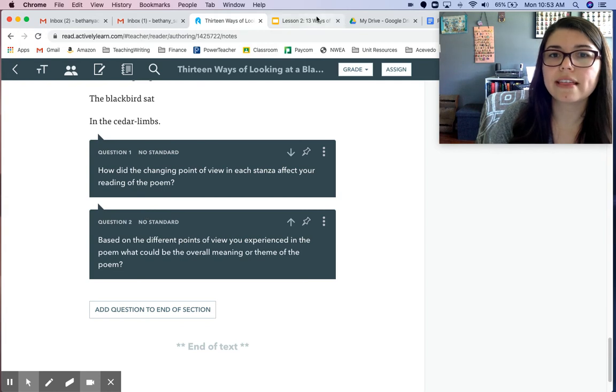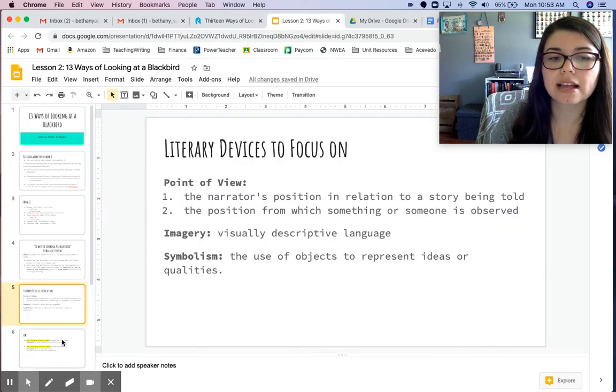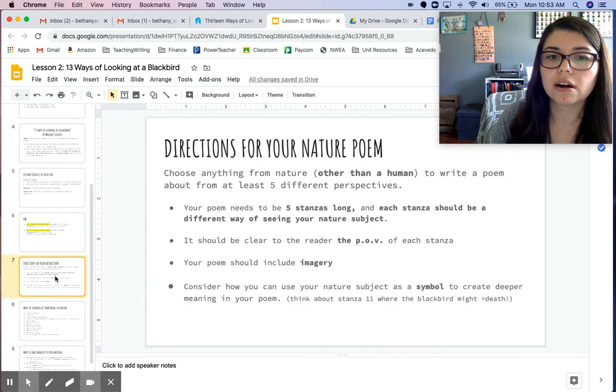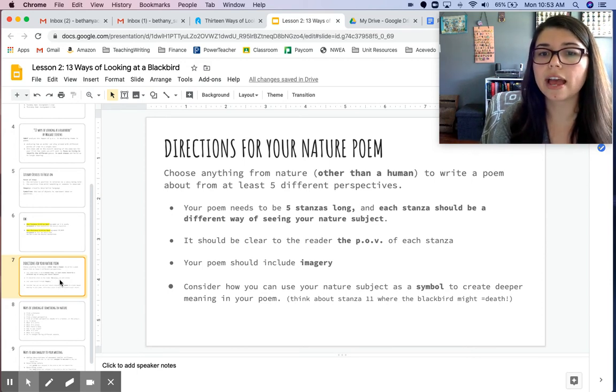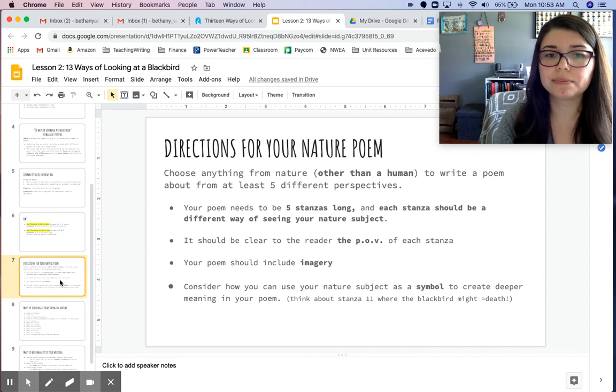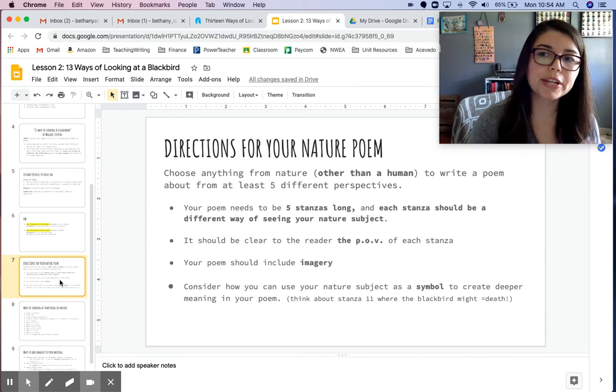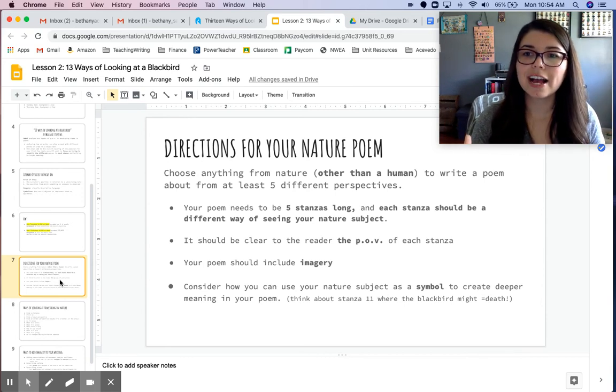Once you're done with that, then if you go back to the slides, you can see the description of your homework for this week. You are going to be writing your own nature poem, so you can pick any subject that you want, as long as it's not a human, so anything from nature. And you're writing your own five different ways of looking at that thing. So five different ways of looking at a tiger or a lizard or your cat or whatever else you think might be an interesting subject.